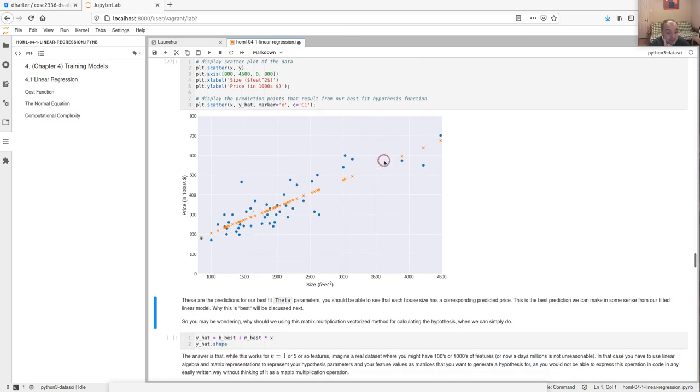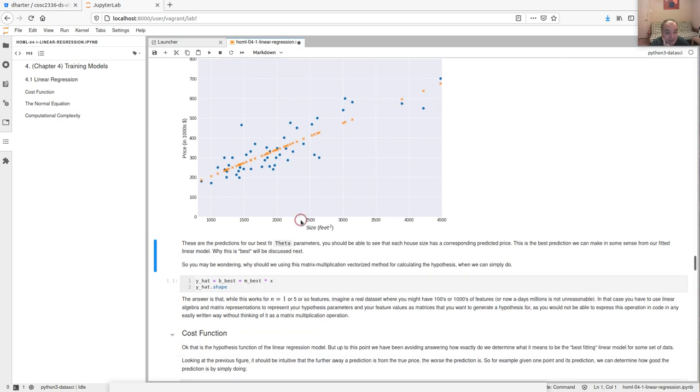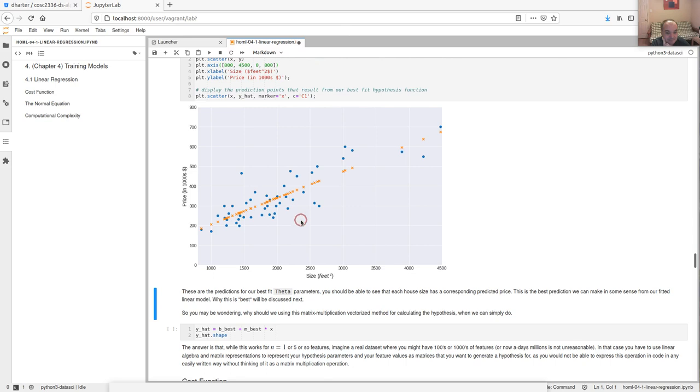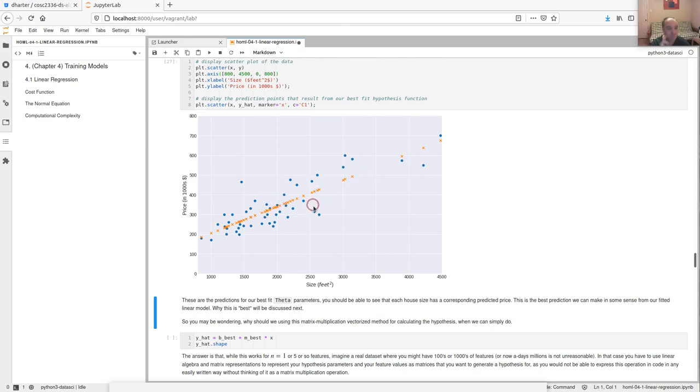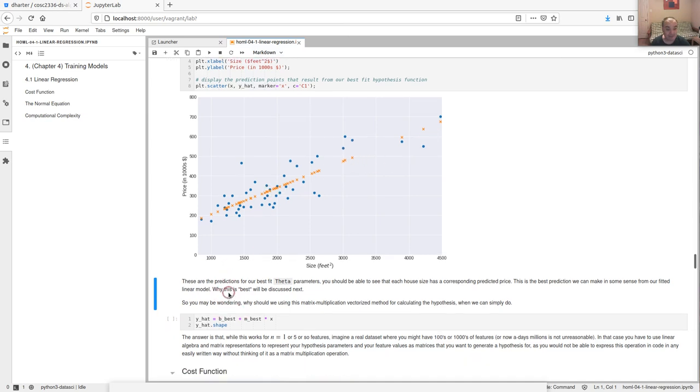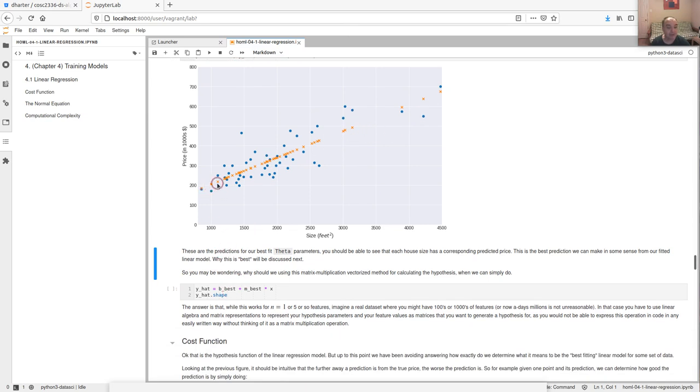Keep that in mind, because this is going to be how we can define what we mean by best here. So if you look at this, why is this line the best line for this data? To answer that question, let's take a step back.